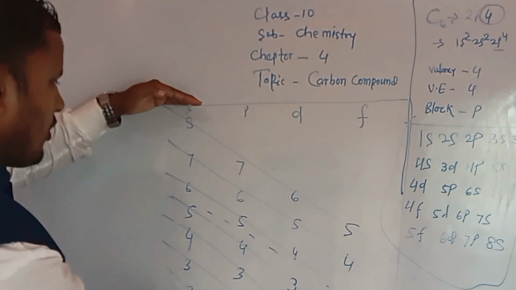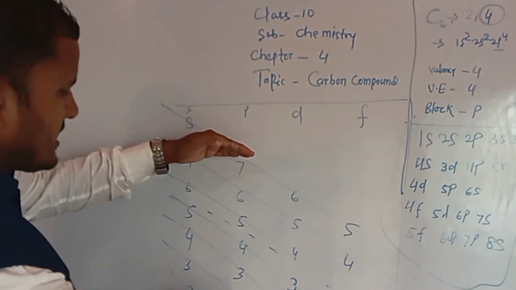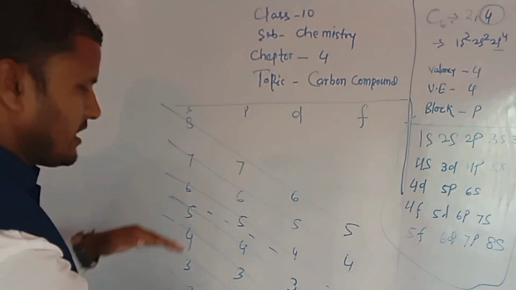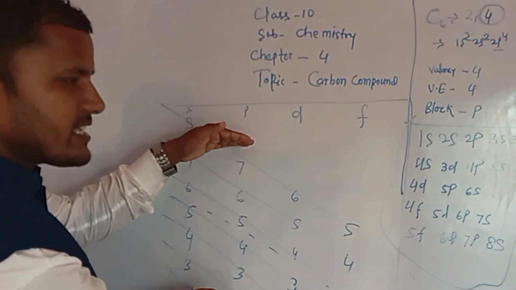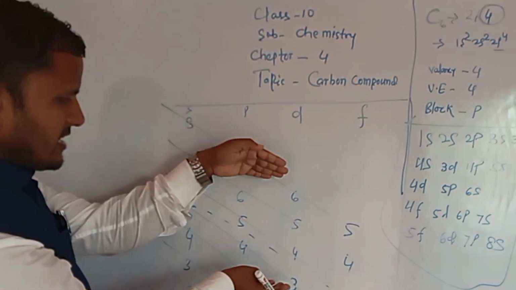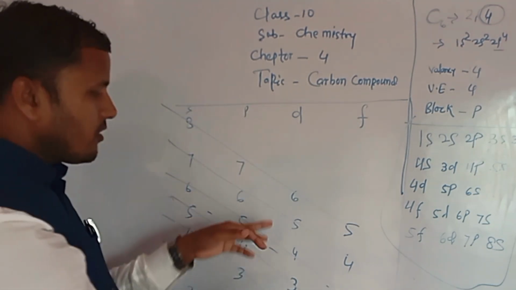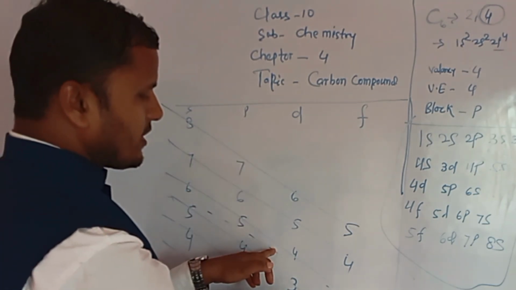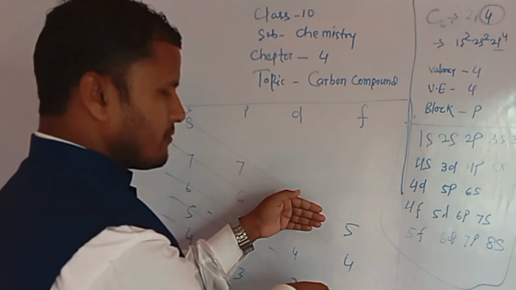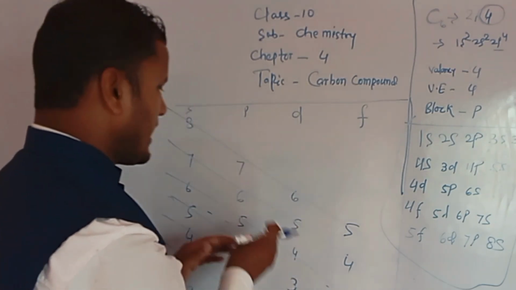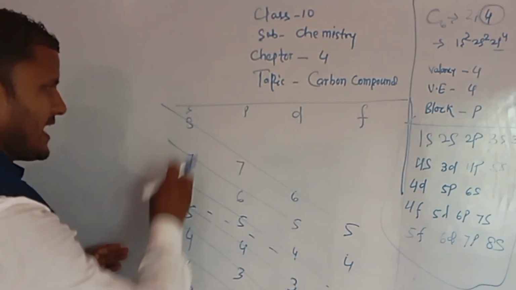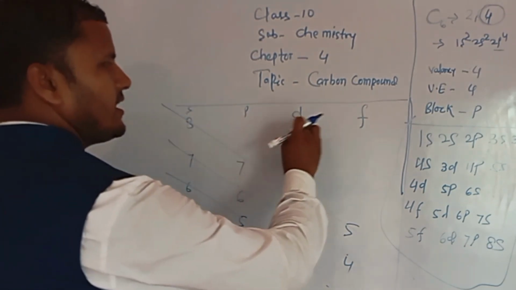In this line, how many digits? 8 digits. And this line only 6 digits. In 6, we have to go to the next line. In the next line, we have to remove 2 digits. Then this becomes 4 digits. In 4, we remove 2. Then this becomes 2. And line 1 is the S line, S, P, D, and F.